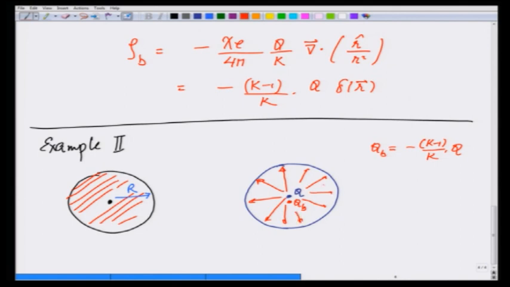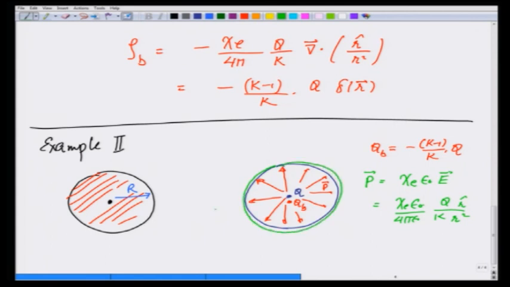P. And what is the value of this P? P will be equal to chi e epsilon 0 E, which is nothing but chi e epsilon 0 q over k r square. So there is this P, and what would this P do if I make this sphere of radius r? It will give me a sigma, or the surface charge here, which is P dot n.